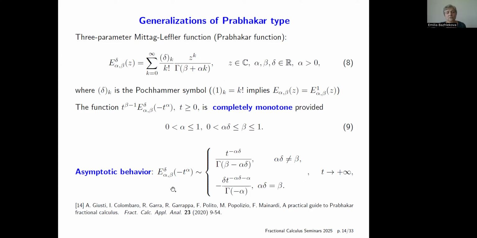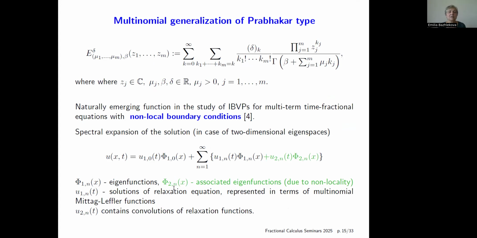We want to generalize these results for our function. And this is the multinomial generalization of Prabhakar type, where in general Zj are complex numbers, all parameters are real, and mu j are positive.